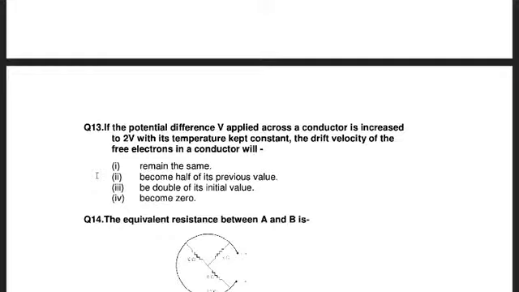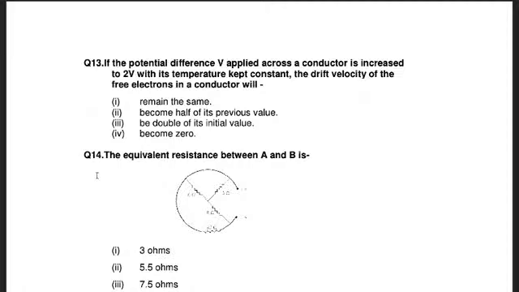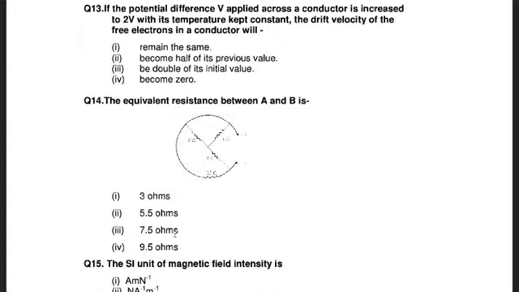Here for question 14 they give the diagram. The equivalent resistance between A and B is: AB 3 ohm, 6 ohm, 8 ohm, 30 ohm. Options are: option 1, 3 ohms; option 2, 5.5 ohms; option 3, 7.5 ohms; option 4, 9.5 ohms. Correct. The answer is option 3, 7.5 ohms.